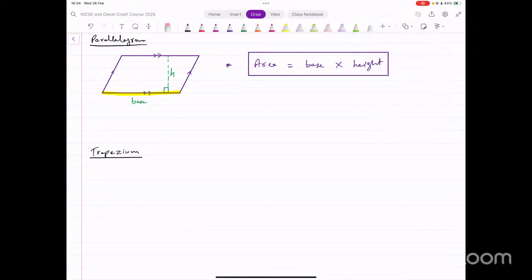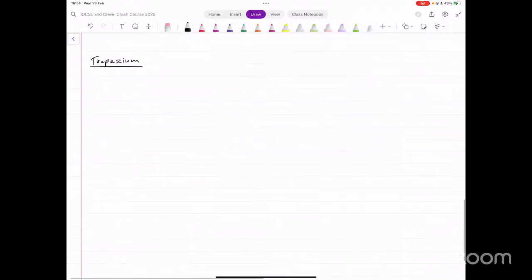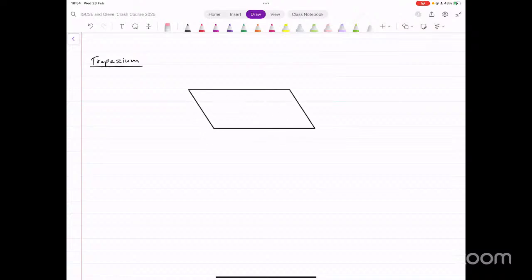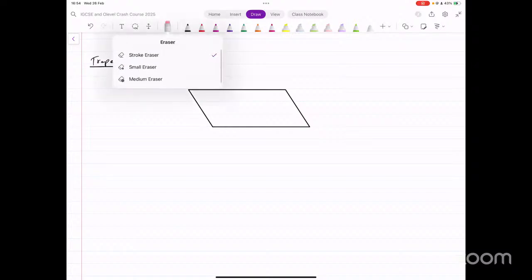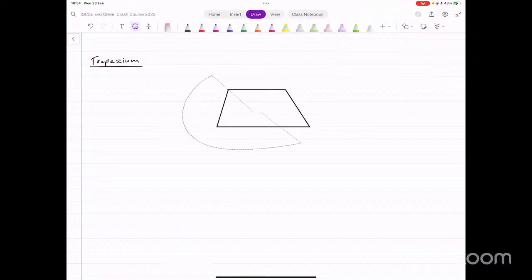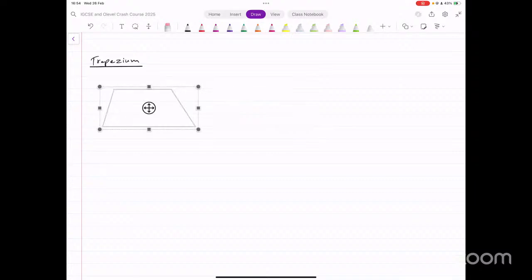Area of a trapezium. Okay, what does a trapezium look like? A trapezium is a shape that has two sides parallel, but then the other two sides, they're not parallel. So in a parallelogram, both sets of opposite sides are parallel. But in a trapezium, only two sides are parallel and the other two are not parallel. So it might look something like this, for instance. This is one possible trapezium that you can have.